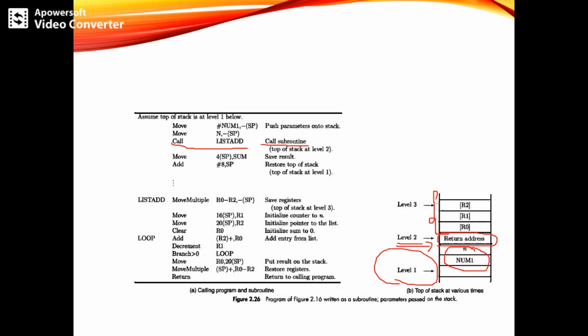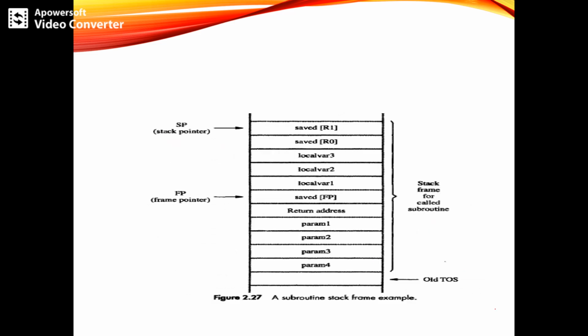After that the local variables are pushed into the stack and the new pointer is at level 3. The diagram shows a subroutine stack frame. Here we can notice that we are having two pointers. The first one is the stack pointer, that is SP, and the second one is the frame pointer, FP. So why exactly are we using two pointers within a single stack?